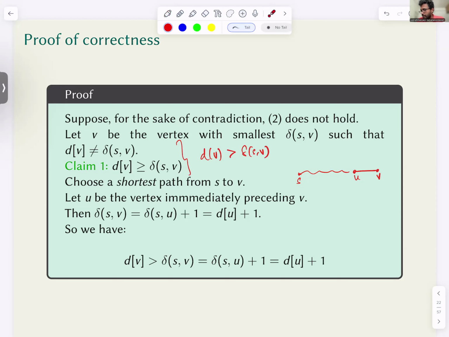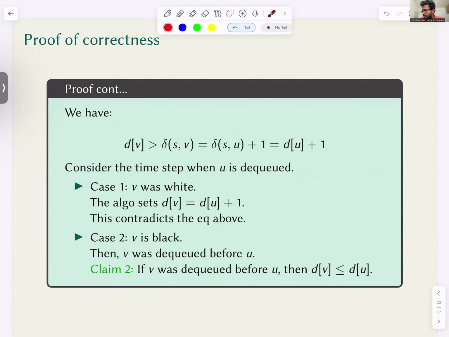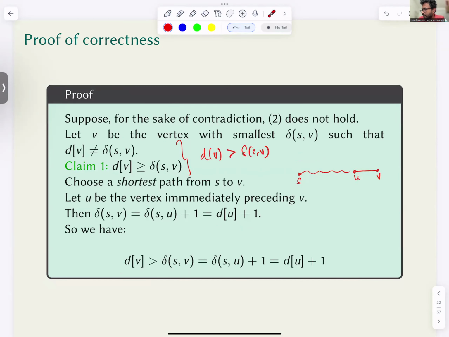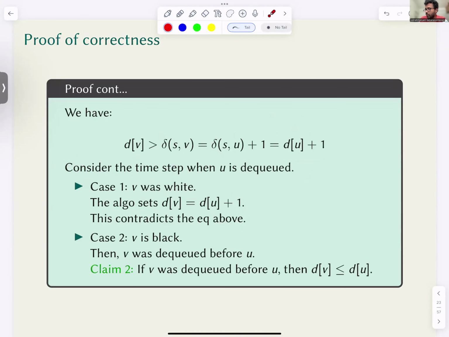So that's what I've written below. So dv is greater than delta sv, which is du plus 1, same thing over here. Now we just reach a contradiction. Remember u is the predecessor of v in the path. When you dq u, where was v? That's what we are trying to figure out.